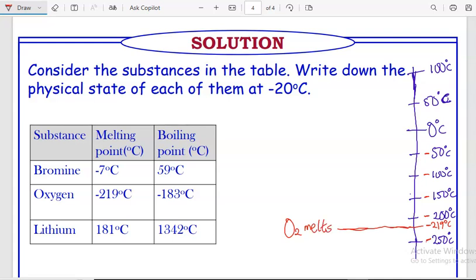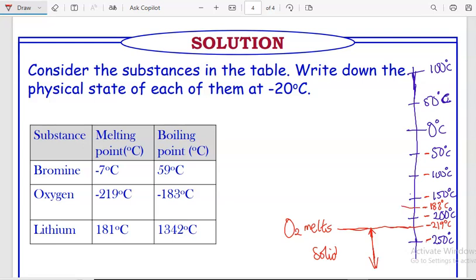Oxygen melts. So what it means is that before this melting, oxygen was a solid. So below this minus 219 degrees, oxygen was a solid. So the temperature from here down means oxygen is a solid. Okay, good. Let's go to the boiling point of oxygen, minus 183 degrees Celsius. This is minus 100, minus 150, minus 200. So minus 183 will be between minus 150 and minus 200. Okay, so let's assume this is minus 183 degrees Celsius, the boiling point of oxygen.